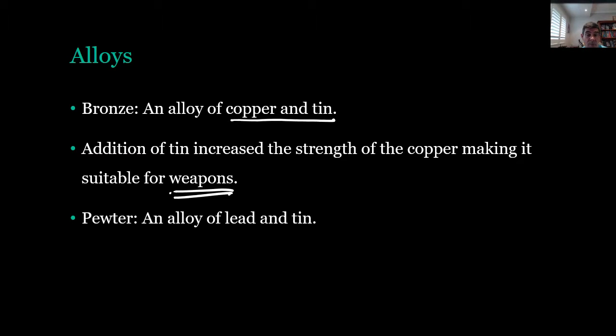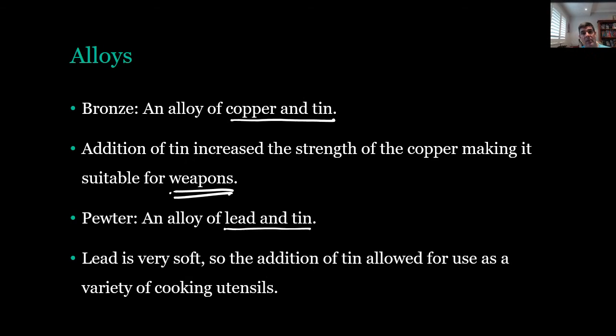Another more ancient alloy, one that's not used very often anymore for obvious reasons, is pewter. And pewter is an alloy of lead and tin. Now the problem, of course, is that lead is very dense, one of the densest metals, but it's also very soft. So adding tin to the lead allowed it to be used in a variety of cooking utensils.